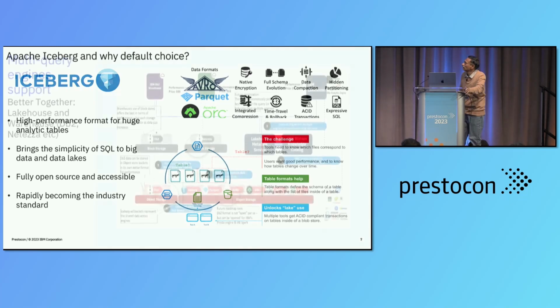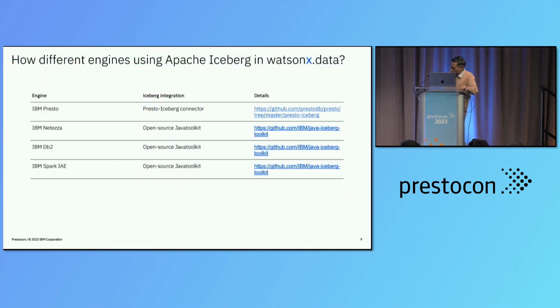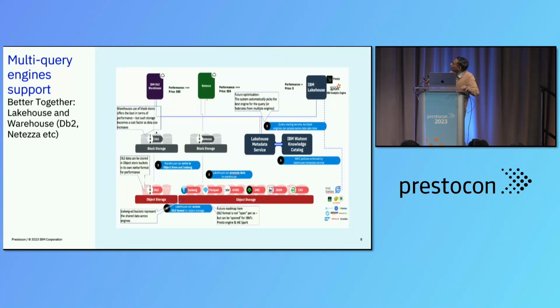So again, back to the multi-query engine support. What you have seen today is Presto and Spark for the IBM Lakehouse. And what you have not seen is how Netezza and IBM DB2 warehouse can access the data from the Presto side, and they can again do a write and use underlying object storage, of which Iceberg is one.